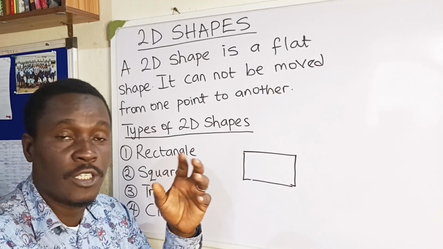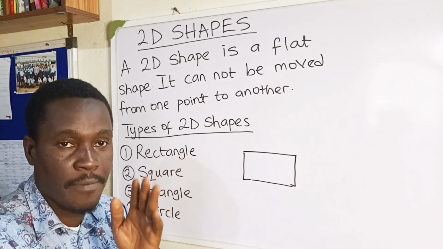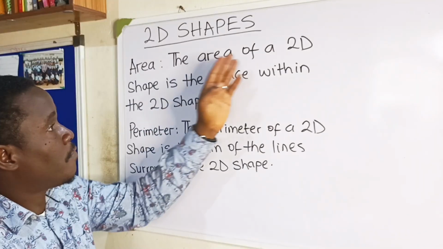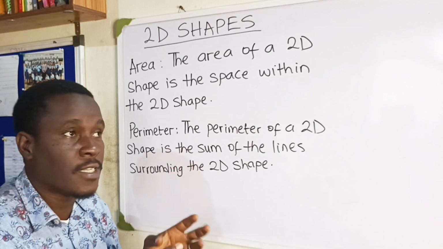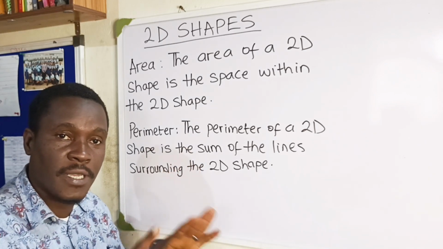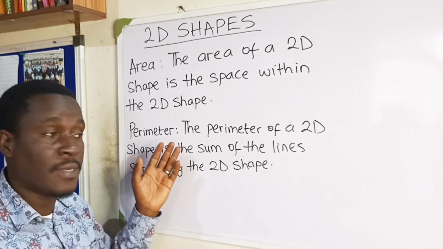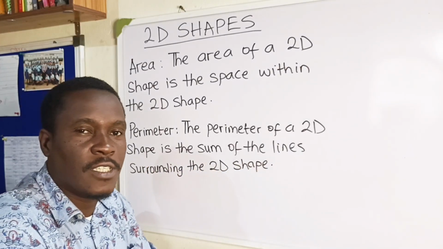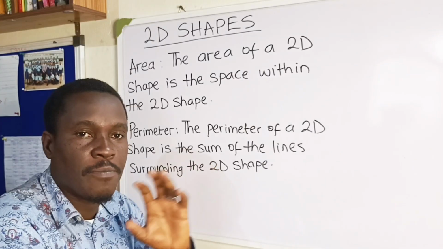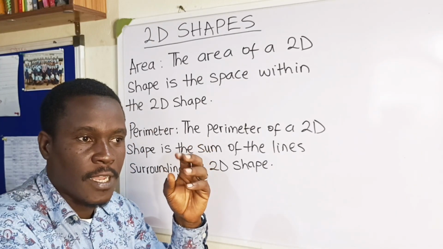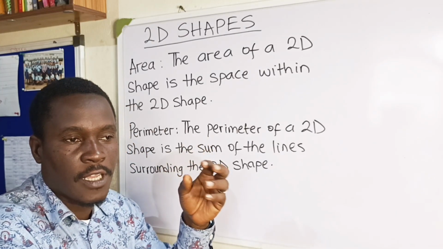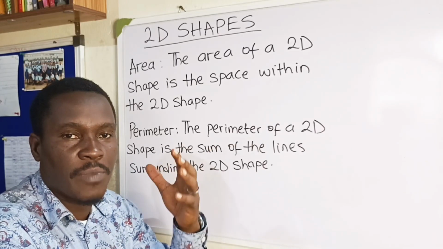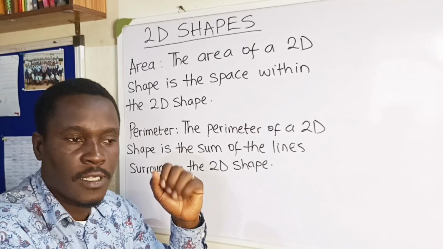But before we look at that, we need to know the difference between area and perimeter. So let's see the difference between the area and the perimeter of a 2D shape. The area of a 2D shape is the space within the 2D shape, the empty space within the 2D shape, while the perimeter of the 2D shape is the sum of the lines surrounding the 2D shape. So this is the basic difference between area and perimeter. If you understand this, then whenever you are told to solve area and perimeter, even if you forget the formula in some cases, knowing the difference between the area and perimeter might help you remember these formulas.